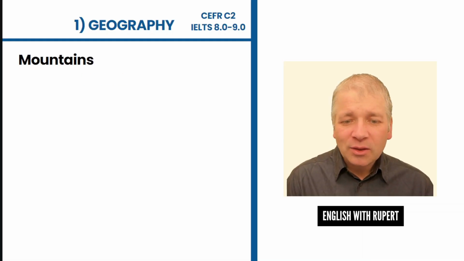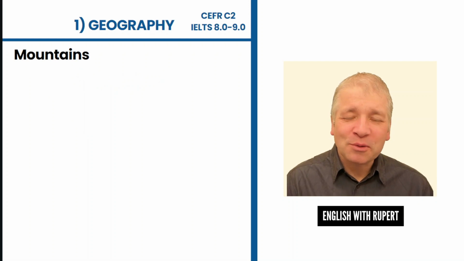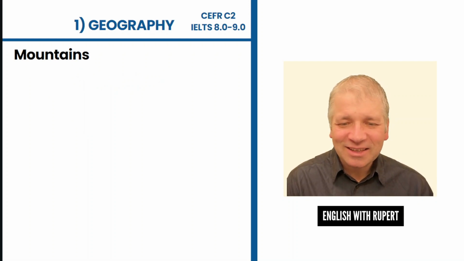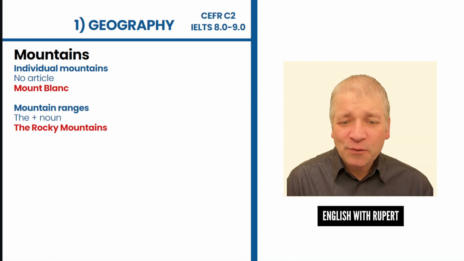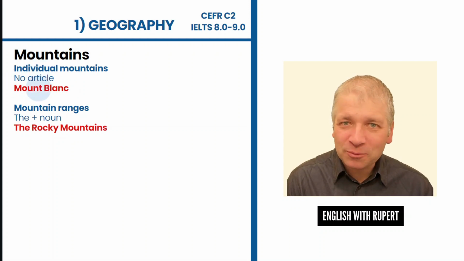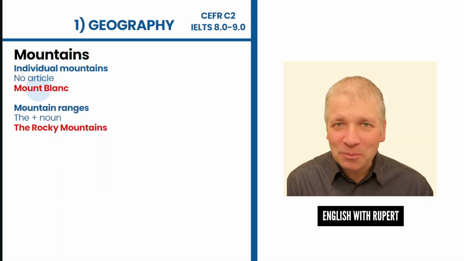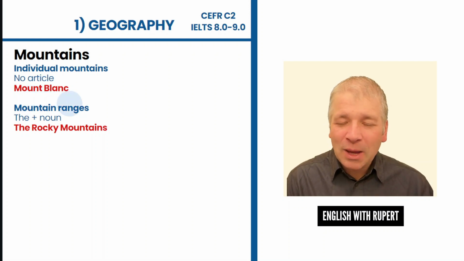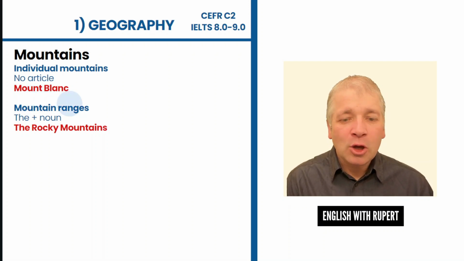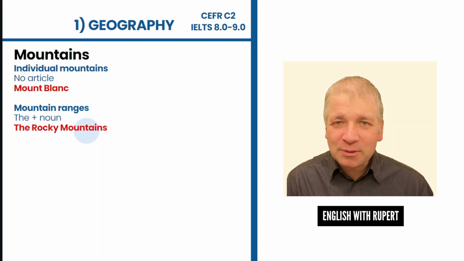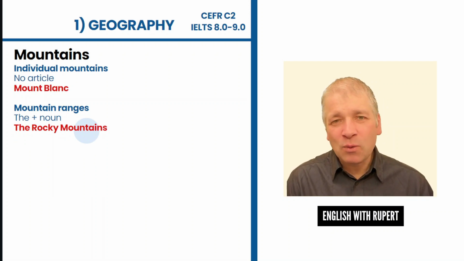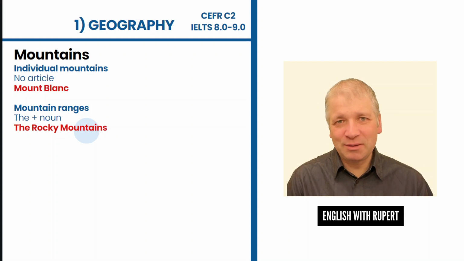So firstly, there are rules to do with articles for mountains. So first of all, if you are describing an individual mountain, there is no article. And often we use the word mount before, like Mount Blanc in the Alps, or Mount Everest, or Mount Kilimanjaro. But for mountain ranges, where we're describing a number of mountains, we use the before the range name, such as the Rocky Mountains, the Alps, the Andes, the Himalayas. It's always the if we describe a collection of mountains together.